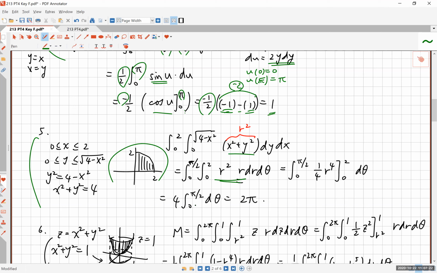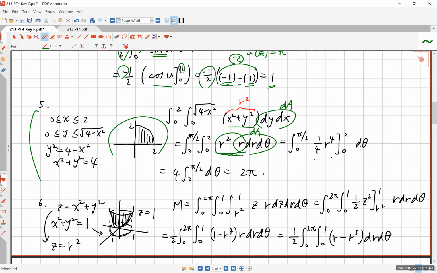So you basically have r cubed, because dy dx becomes r dr d theta, right? So this is dA, this is dA in their respective coordinate system. And so r cubed is what you have to integrate, because that's what you see. And so that becomes 1/4 r to the 4th.